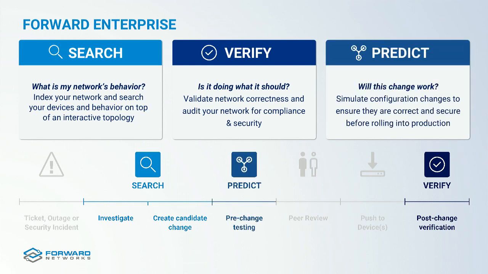And the third application that we're going to look at today is called Predict. Predict basically provides the ability to try a change within the model in software and see what effects these changes have without touching any of the production network. This is useful for pre-change testing, testing candidate changes before pushing them to the production network. Now let's see all of these applications in action in a demo.